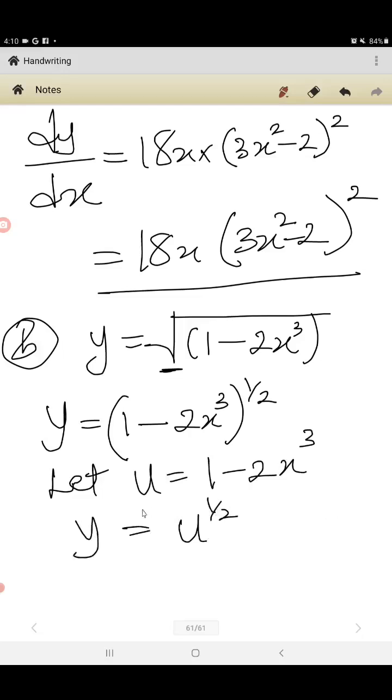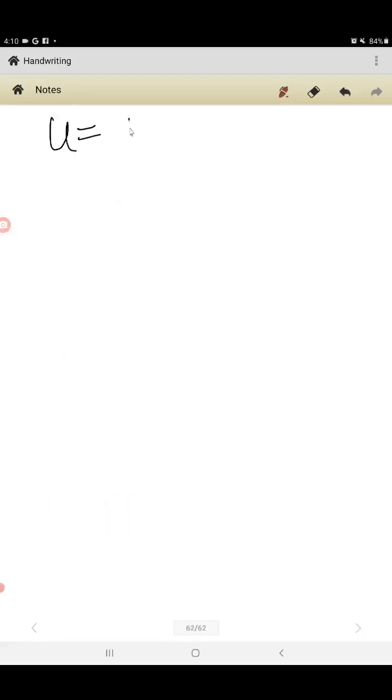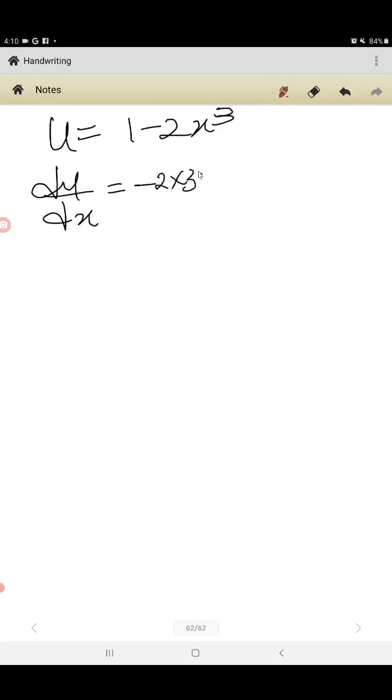What do you now do? You differentiate the u with respect to x. You differentiate y with respect to u. You now obey the chain rule. Let's start. If our u is 1 minus 2x cubed, so therefore the derivative of u with respect to x will be minus 2 times 3x squared, which is equal to minus 6x squared. And our y from that place is u raised to power half.